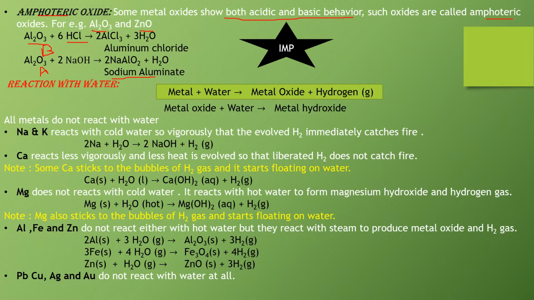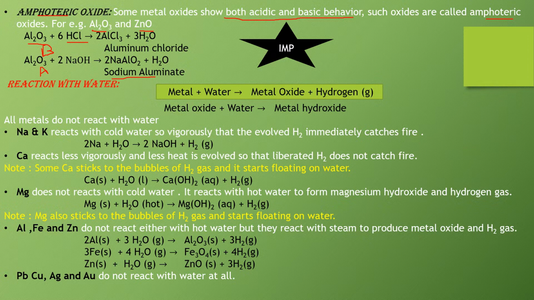So the 5 marker question, 5 marker question में क्या आएगा आपका? That what are amphoteric oxides? So you have to give the definition. Name two metals which form amphoteric oxide. So aluminium and zinc, they form aluminium oxide and zinc oxide respectively. Then give two reactions to prove the amphoteric nature of these oxides. So you have to give these reactions.